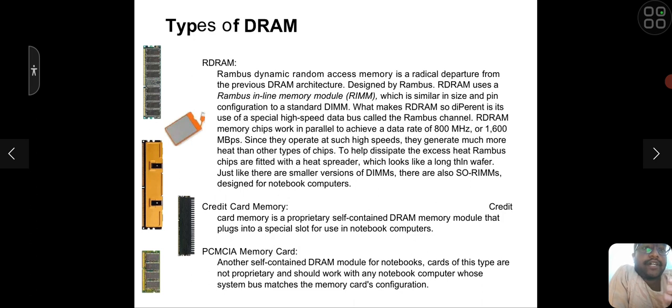Credit card memories are proprietary, self-contained DRAM memory modules that plug into a special slot for use in a notebook computer. PCMCIA memory cards are other self-contained DRAM modules for notebooks, but they are not proprietary and should work within any notebook computer whose system bus matches the memory card's configuration.